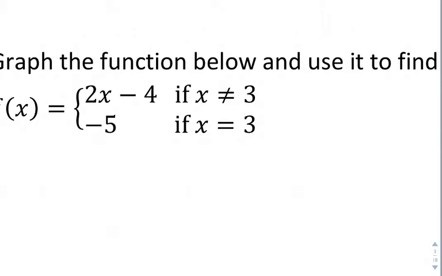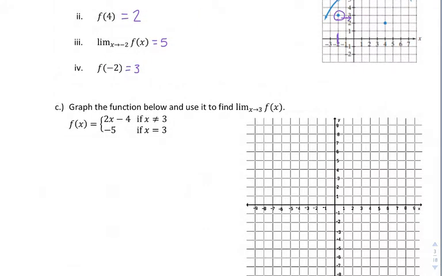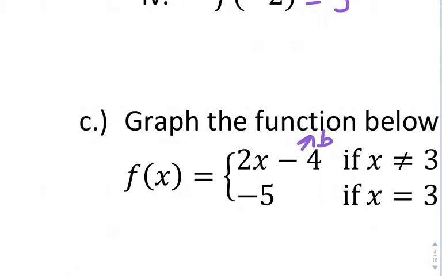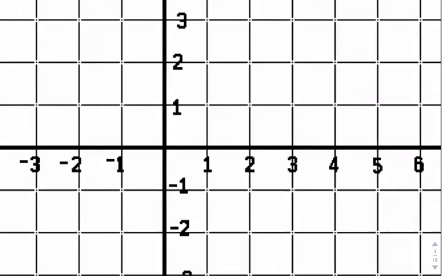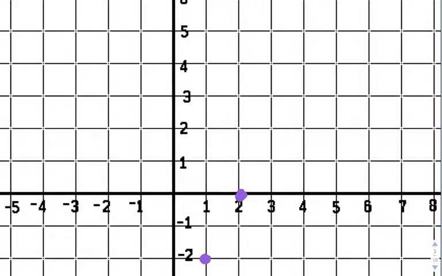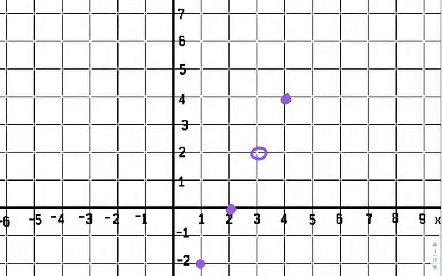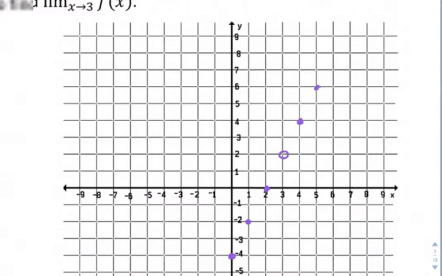So looking at this one, it says 2x minus 4 if x doesn't equal 3. So it's basically negative infinity to infinity without x equaling 3. So to plot a line, remember this is your b or y-intercept, and then 2 is your m value or your slope. So I'm going to start at 4. I'm going to go up 2 over 1. Up 2 over 1. However, when I get to the value x equals 3, I need an open circle on it because it's not included.